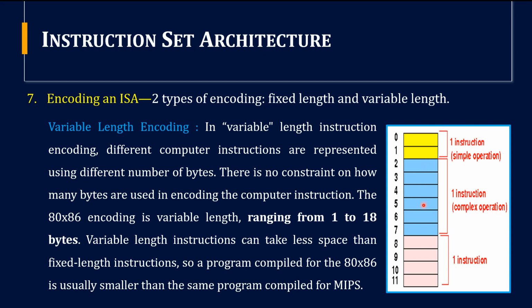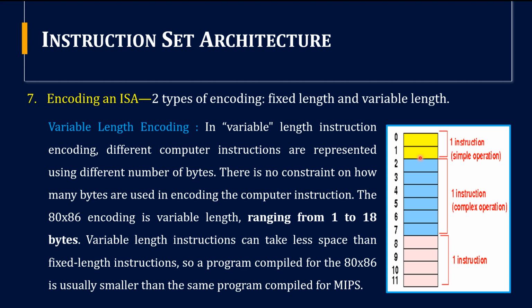Here it took 6 bytes. The third instruction took 4 bytes. So there is no constraint on how many bytes are used in encoding. The Intel x86 encoding is variable length, ranging from 1 to 18 bytes.